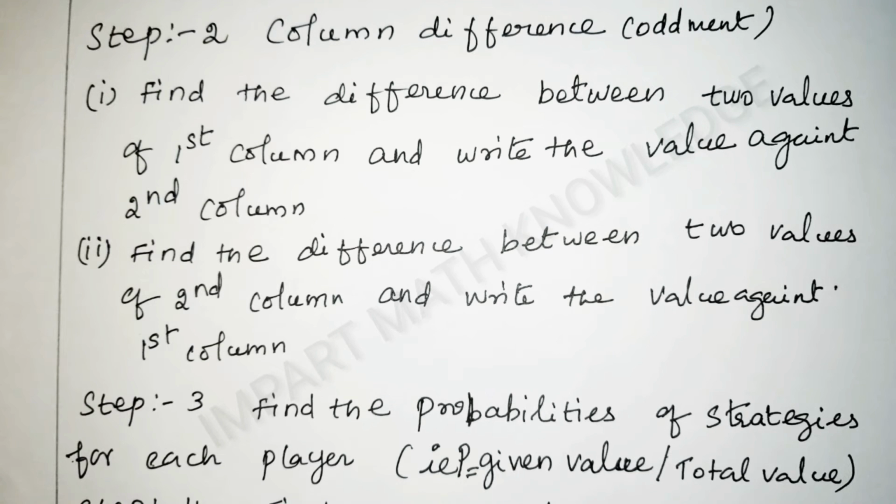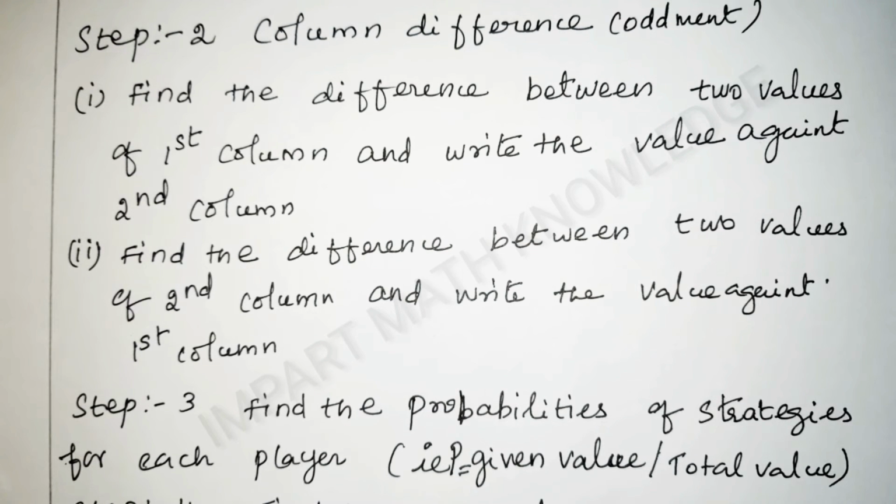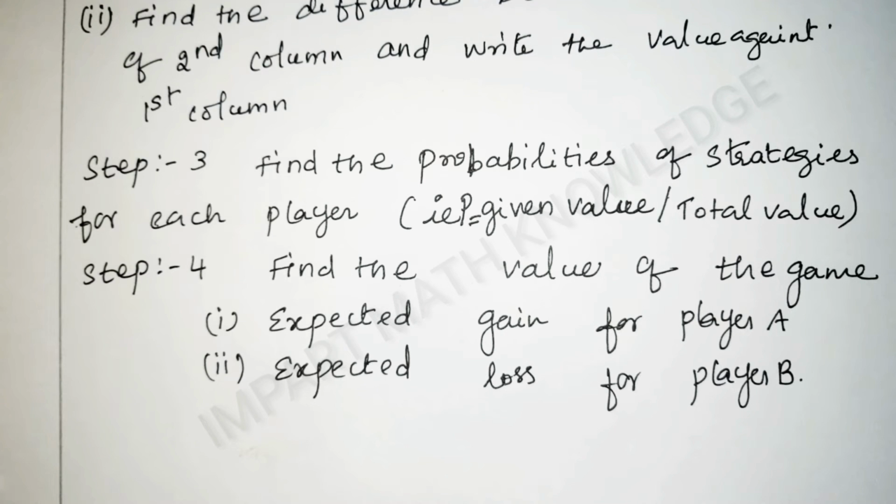And then you have to find the probabilities of strategies of each player, that is P1 and P2 for player A and Q1 and Q2 for player B. The probability is given value divided by total value. At last you have to find the expected gain for player A and expected loss for player B. And then you write the value of the game.